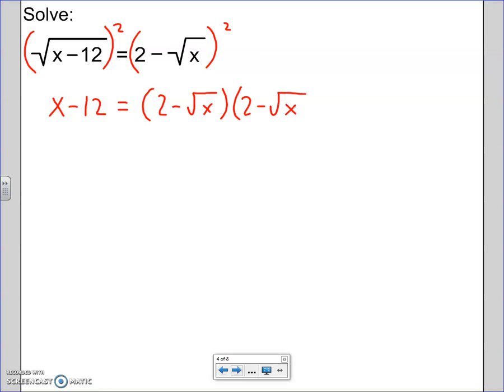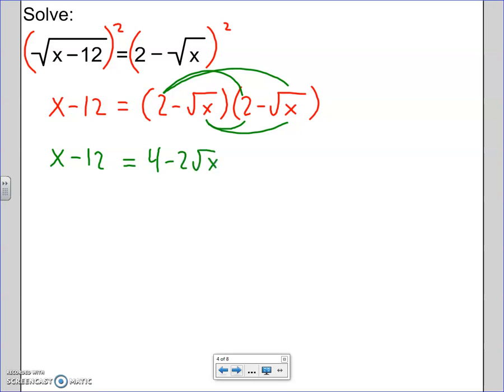But to expand it, now we're going to FOIL it. And FOIL is first, outside, inside, last. So this left side stays the same for now. 2 times 2 is 4. 2 times negative square root x is negative 2 square root x. Negative square root x times 2 is negative 2 square root x.